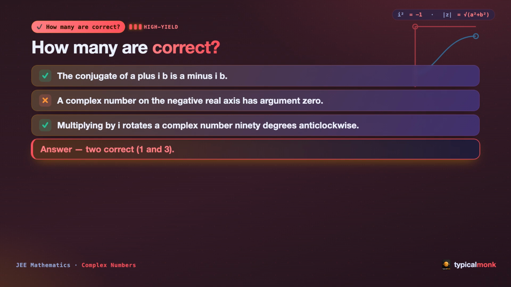2 statements, the first and the third. The conjugate truly does flip only the sign of the imaginary part, and multiplying by i truly does rotate a point 90 degrees anti-clockwise. But the second one fails. A point on the negative real axis has argument pi, not 0, because it points in the exact opposite direction to the positive real axis. 2 correct, statements 1 and 3.